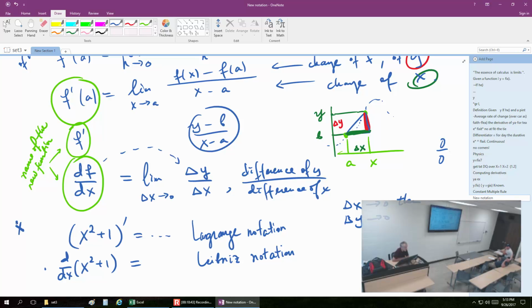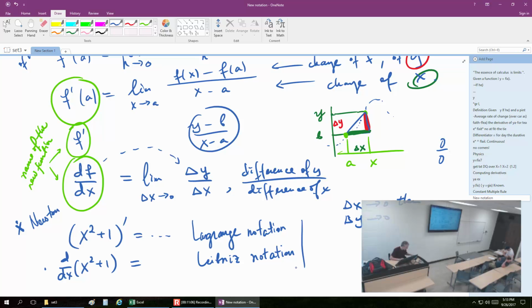Have you seen this in physics? Maybe. No. Dots. Yeah. So that was Newton's notation. But we stick with these two and use them interchangeably, and you might encounter them freely at different times.